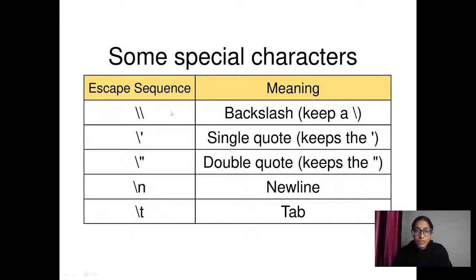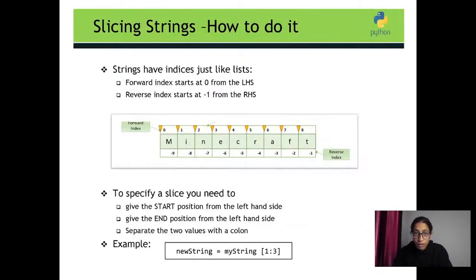So number one is your double backslash. We can say that as a slash or double backslash. Okay, and a backslash means we are escaping something. Now if we add a backslash before a single quote, that means keep the single quote in the string. Then again the double quote. Then for a new line, backslash n is used. For a tab, backslash t is used.